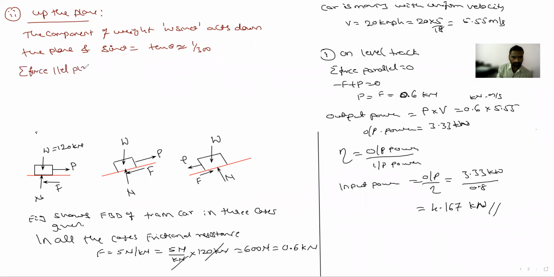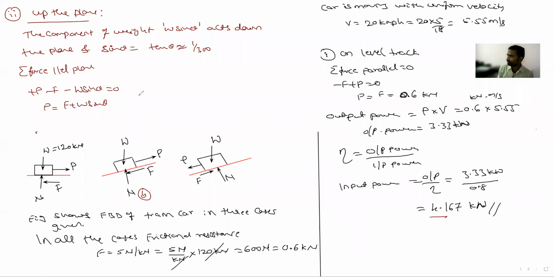Now forces parallel to plane. Looking at figure B, tell me, what are the forces parallel to the plane? Plus P, minus F, and weight is acting downward, minus W sin theta, is equal to 0. The power here was 4.1, and now you got 6.9, more, yes. So P is equal to F plus W sin theta.